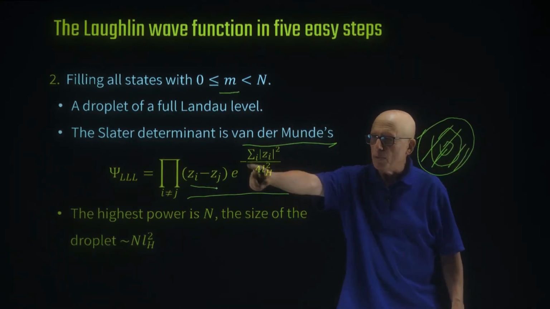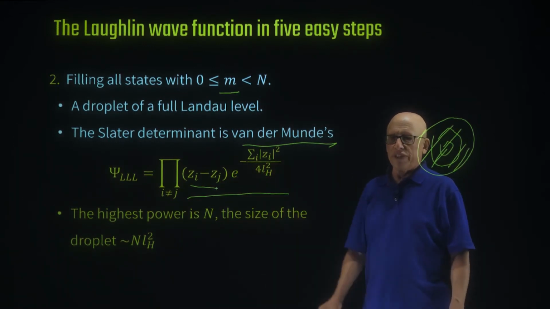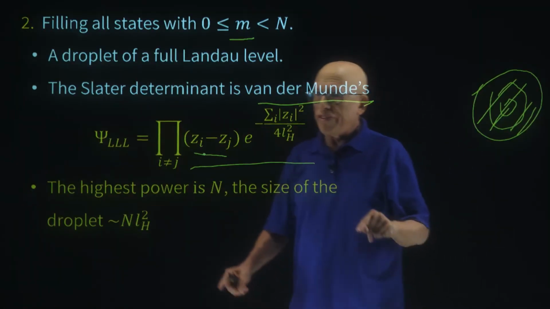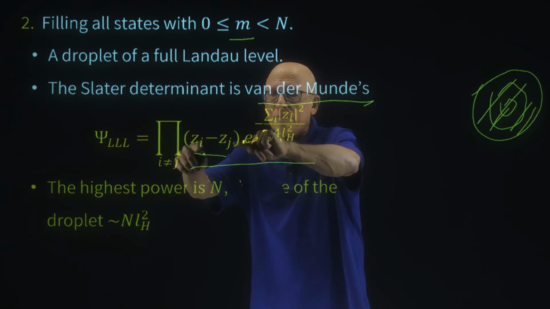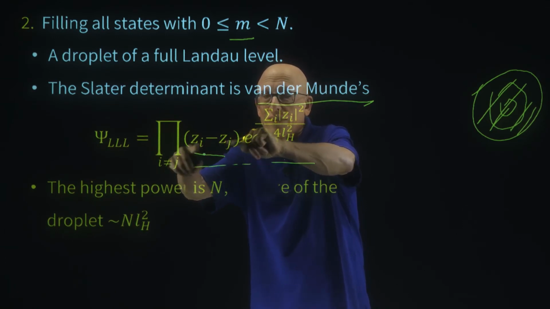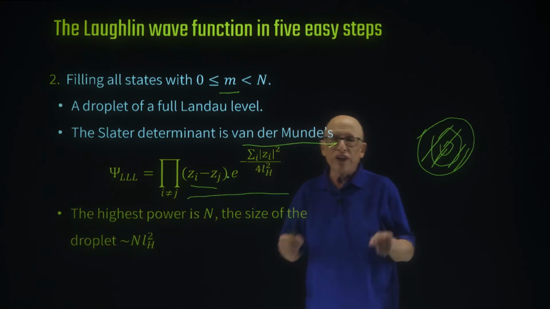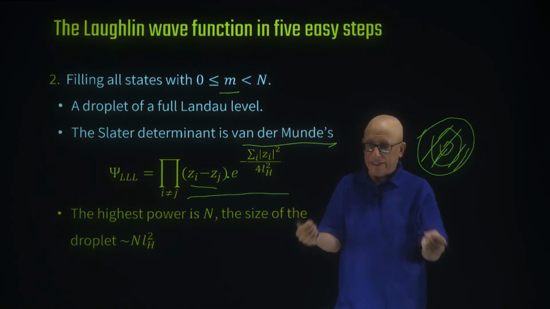Now, there are two things to be said about this Vandermonde form of the wave function. First, and not surprisingly, the wave function makes sure that two electrons do not get to the same point, that the wave function vanishes if two coordinates are the same.